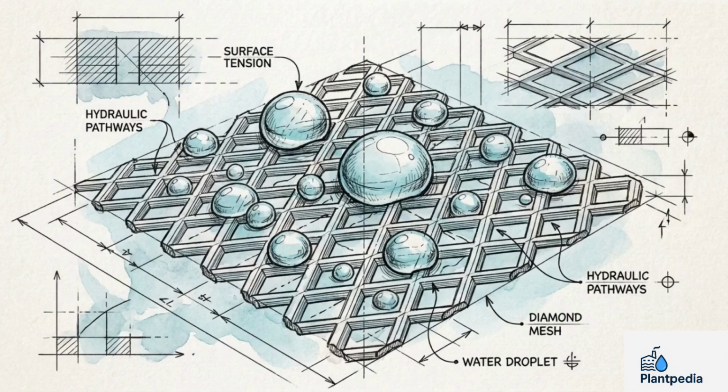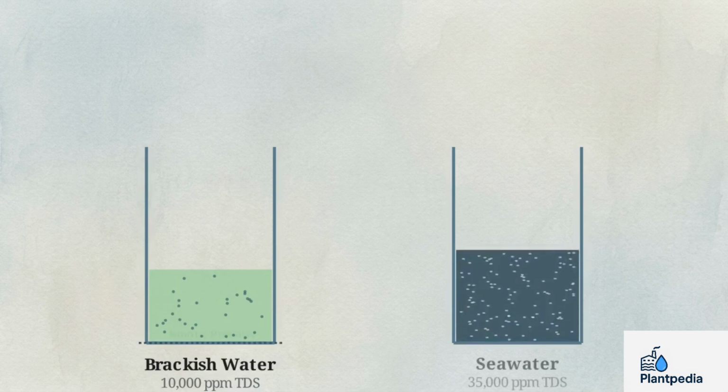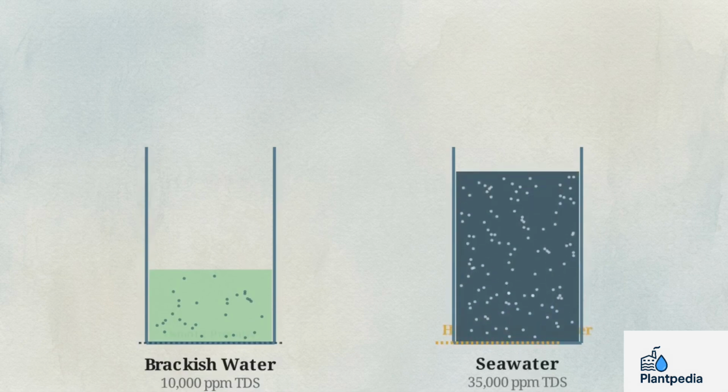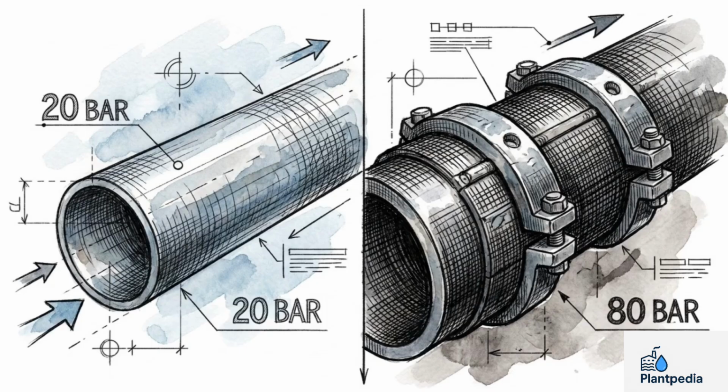The primary variable dictating the engineering of any RO plant is total dissolved solids, or TDS. Brackish water contains up to 10,000 ppm of dissolved solids, meaning low osmotic pressure. Seawater starts at 35,000 ppm, creating a high barrier. Brackish systems require 15 to 25 bar. Seawater systems must generate a massive 60 to 80 bar of downward force. This differential is the dividing line.